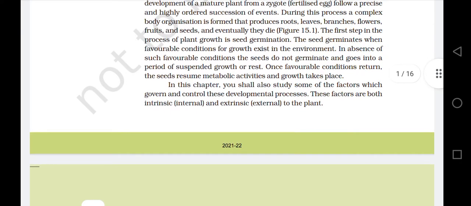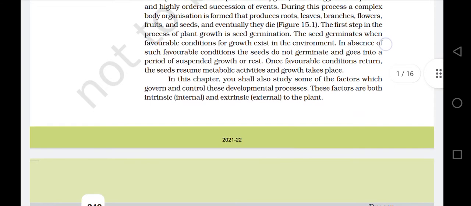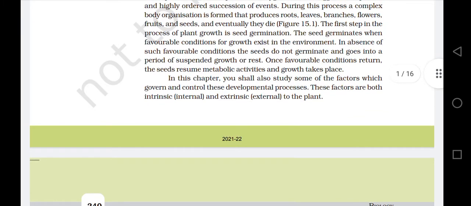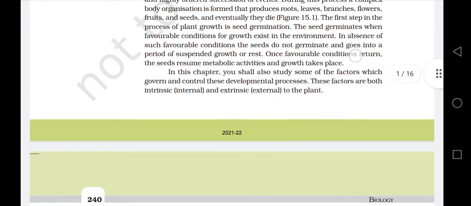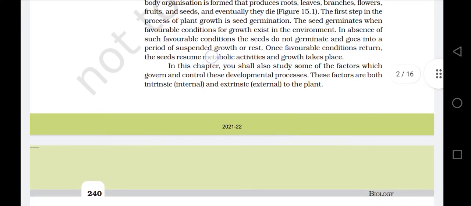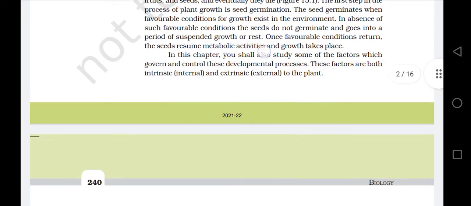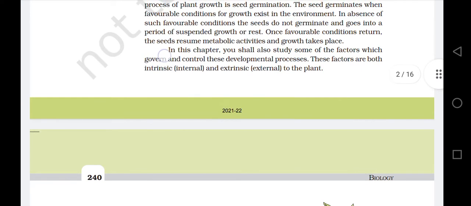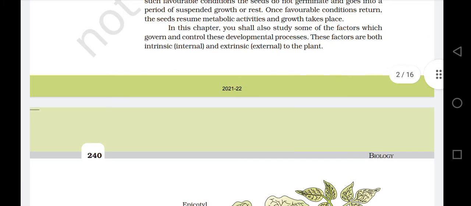The first step in the process of plant growth is seed germination. The seed germinates when favorable conditions for growth exist in the environment. In absence of such favorable conditions, the seeds do not germinate and go into a period of suspended growth or rest. Once favorable conditions return, the seeds resume metabolic activities and growth takes place. In this chapter, you shall also study some of the factors which govern and control this development process. These factors are both intrinsic and extrinsic, external to the plant.